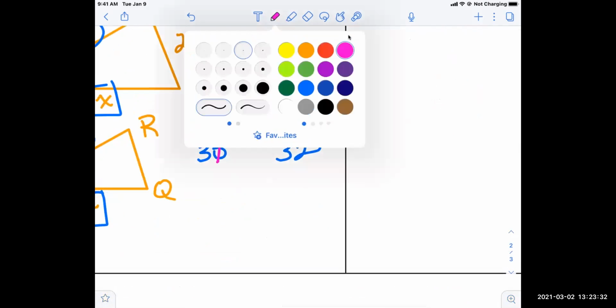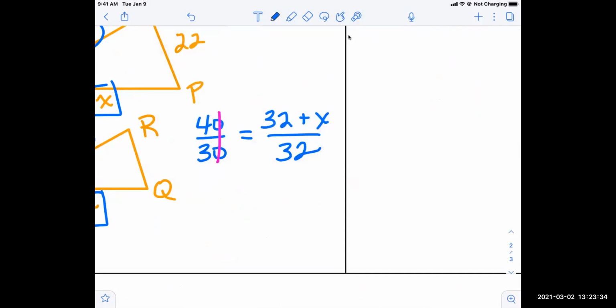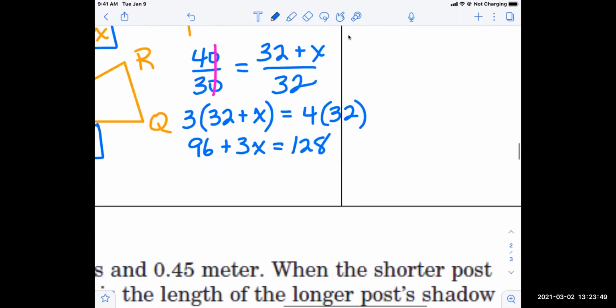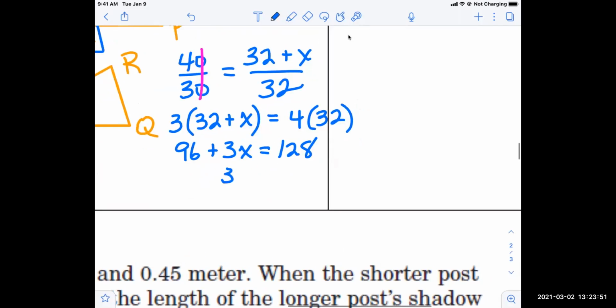Okay, so when we cross multiply, I'm going to write this like this first, just so we don't have any mistakes on the distributing and everything. 96 plus 3x is equal to 128, right? 128. 3x would be equal to 32. X is 32 over 2. Sorry, 32 over 3.